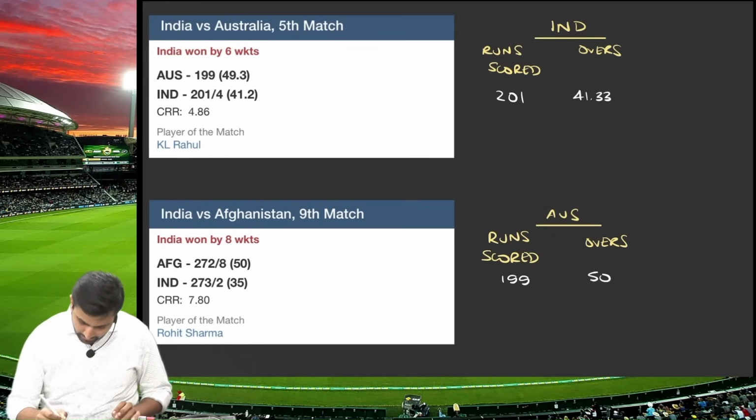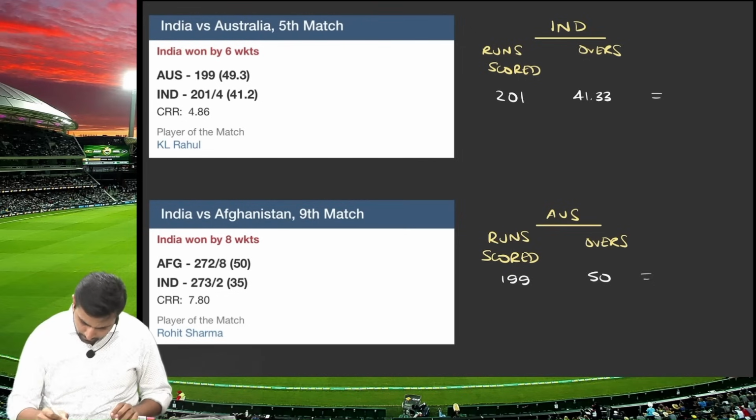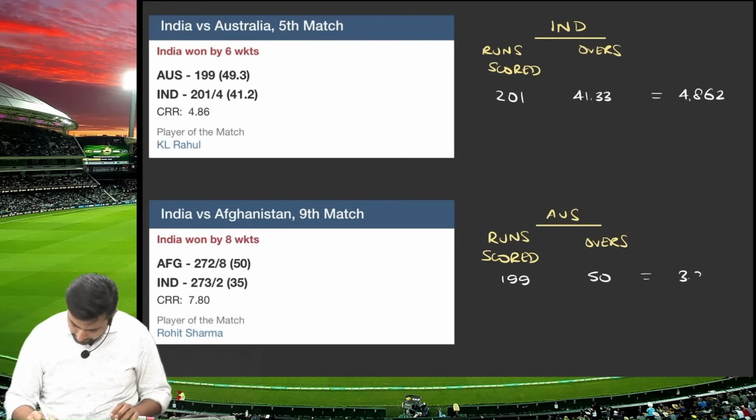Now India's run rate for runs scored was 201 divided by 41.3333. So this is equal to 4.862, and Australia's run rate for this match was 199 divided by 50, which is equal to 3.98.